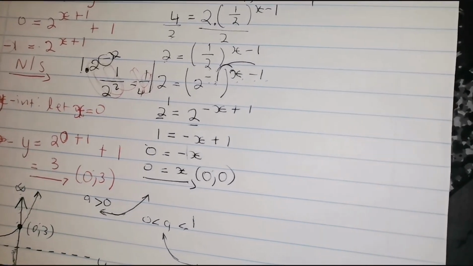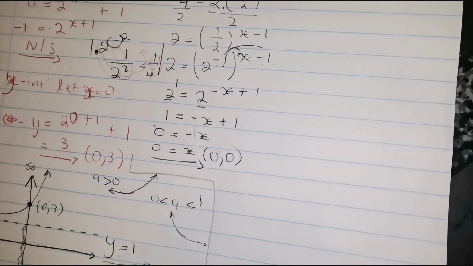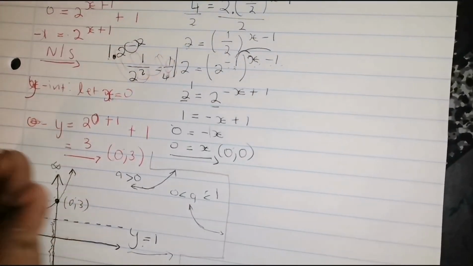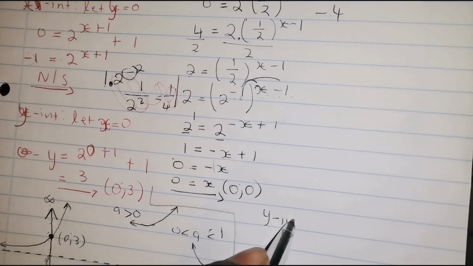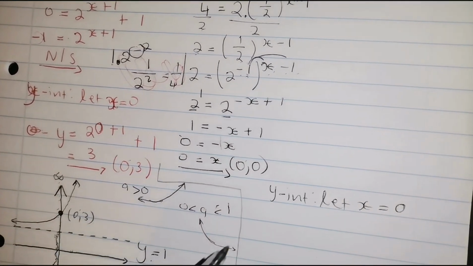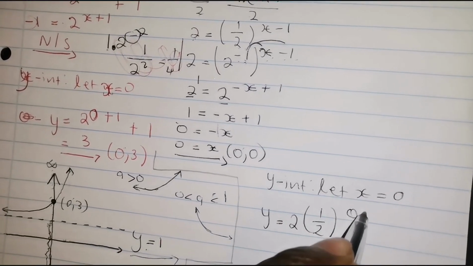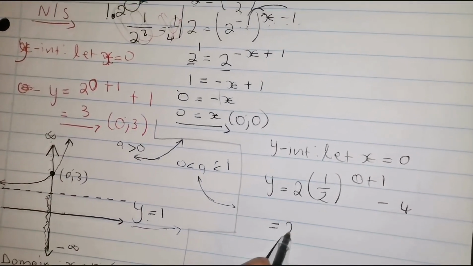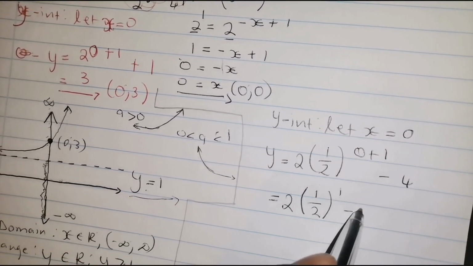Let me just cut so that you can see where we are. I'm just saving the space. So we are working on this side only for this function. Then the y-intercept also. For the y-intercept, we let x be equal to 0. Then y is equal to 2 multiplied by 1 over 2 to the power 0 plus 1, minus 4. Let me simplify it for you, guys. 2, 1 over 2 to the power 0 plus 1 is 1, minus 4.